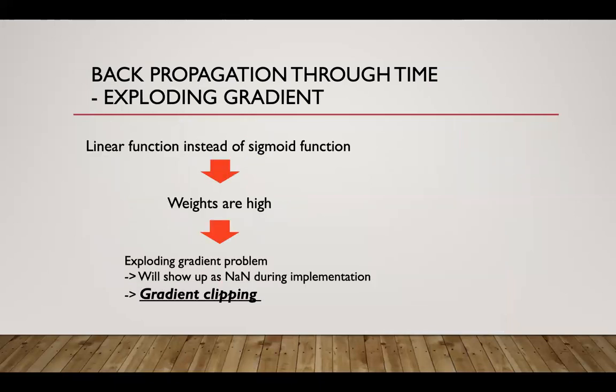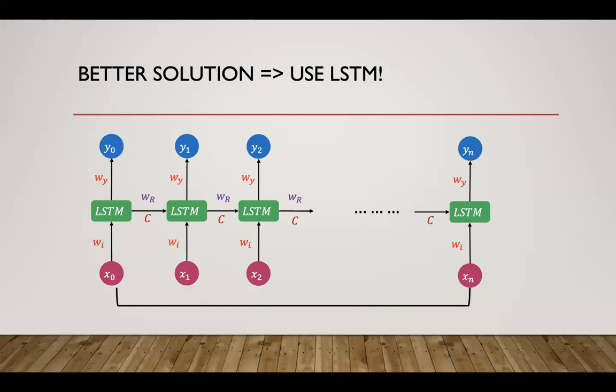But what if we use a linear function instead of sigmoid function? Well, in this case, the weights are high, which then leads to the exploding gradient problem. In that case, the resulting vector will show up as NaN during implementation. One solution is to use gradient clipping, which is capping the gradient at a certain number so that it doesn't go over it. Yet, there is a better solution.